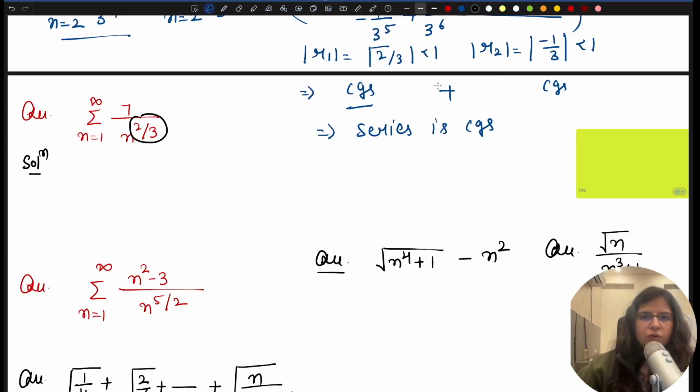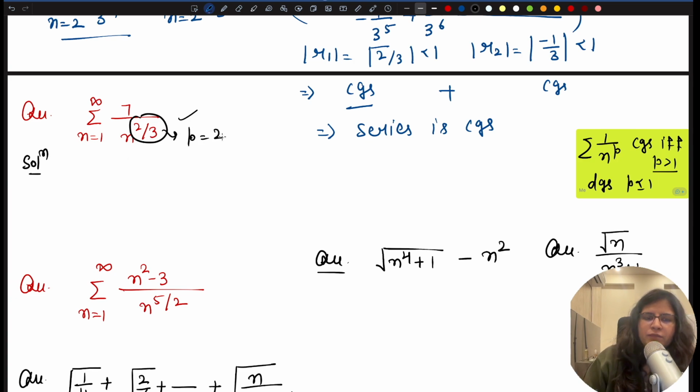Now moving on to the next concept. The next concept is based on the p-test. The p-test says that the series summation 1 by n to the power p converges if and only if p is greater than 1 and diverges if p is less than or equal to 1. Memorize it: converges if p is greater than 1. That's it. For instance, this is the question I have. So here p is equal to 2 by 3, and 2 by 3 is less than 1. So the given series diverges.